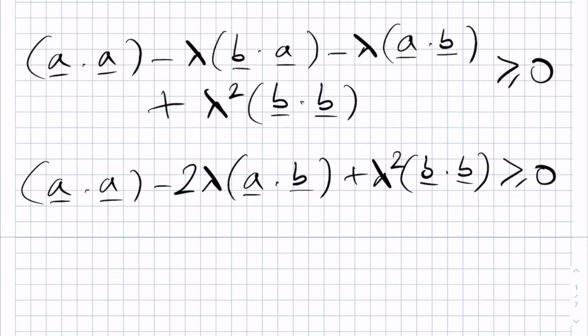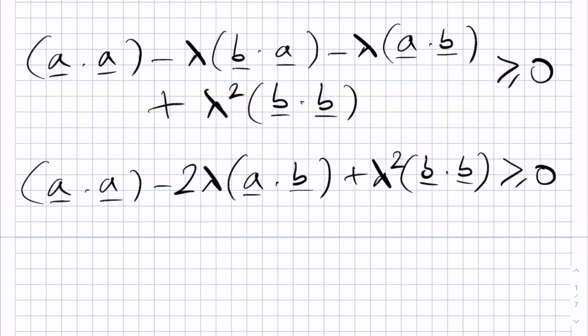We can phrase this discussion on roots in terms of the discriminant of the quadratic. The discriminant must be less than or equal to 0, since if it's strictly greater than 0, then there will be 2 roots, which we want to avoid.